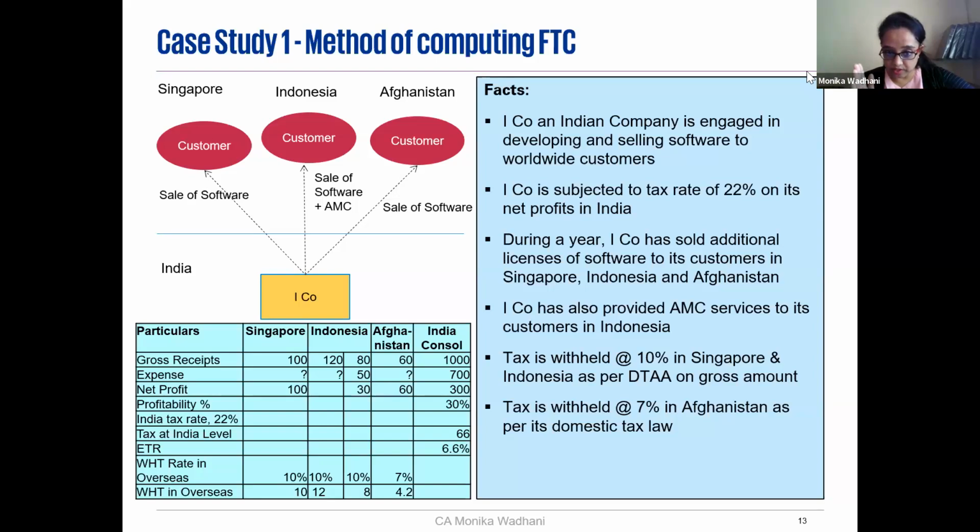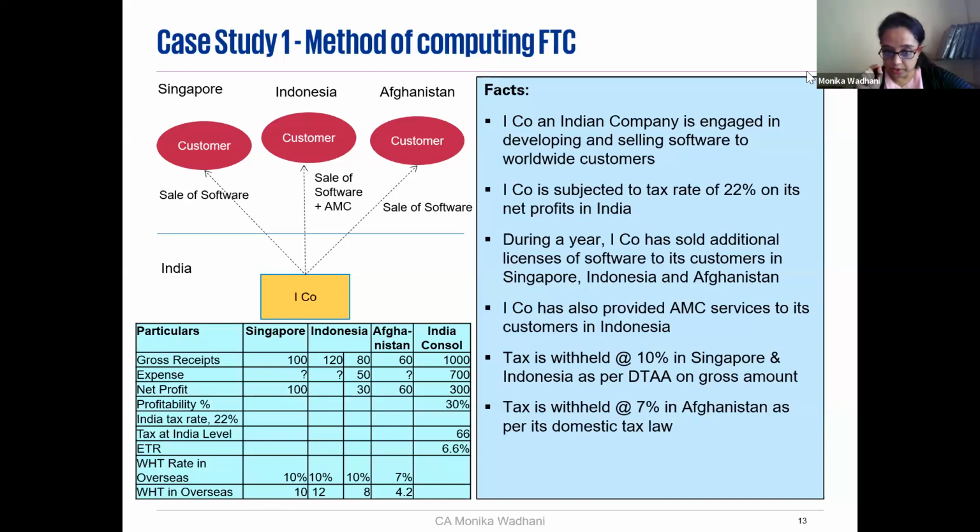So if you see the last column of the table, the total gross receipts at India consolidated level is say 1000, which includes 3 overseas countries and domestic sales in India. Say overall expenses in India are 700 and net profit is 300. So profitability at India consolidated level is 30%. Say the India tax rate is 22% and therefore tax at India level is say 66, which is 22% on 300. So the effective tax rate in India is 6.6%, which is 66 divided by 1000.